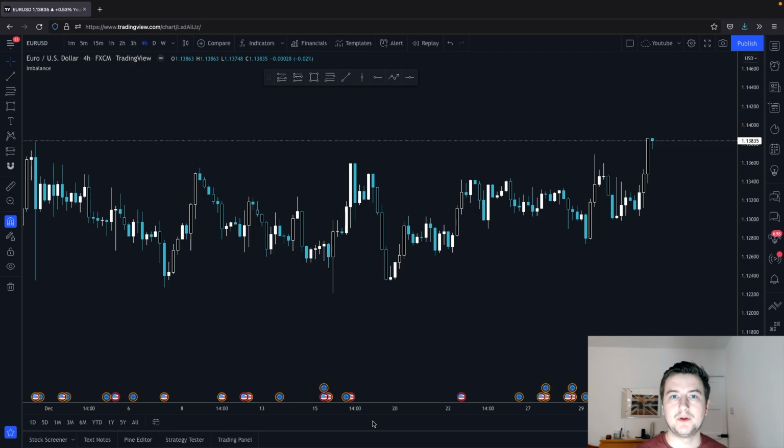Today I'm going to be teaching you guys the idea of order blocks. Order blocks is the idea of marking up the last up move before a down move, or the last down move before an up move. What do I mean by this?